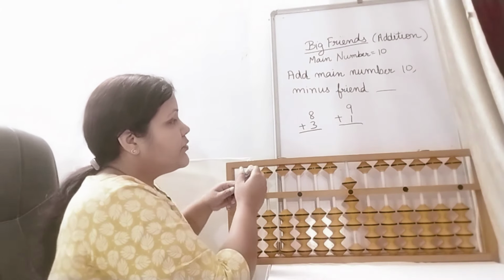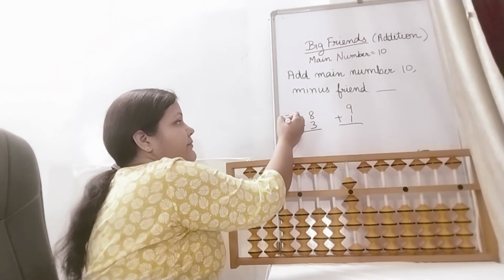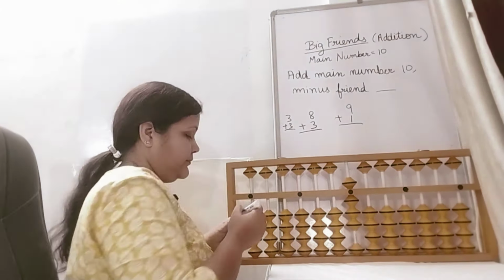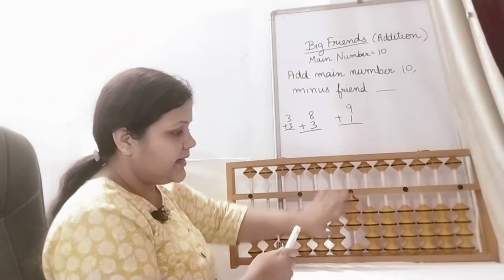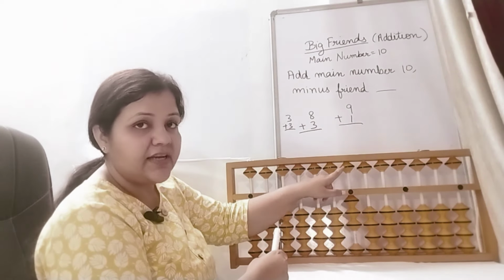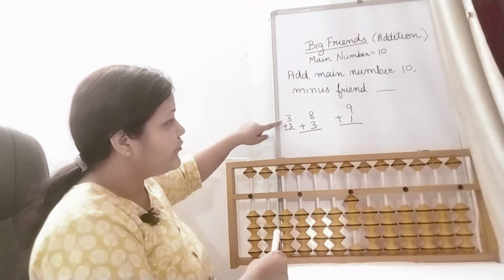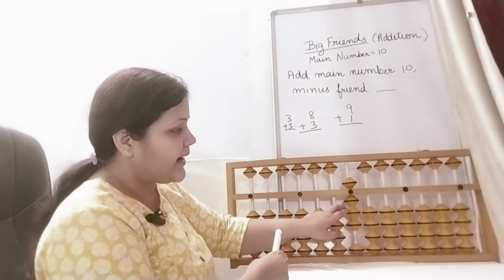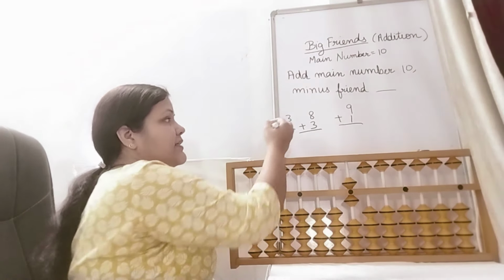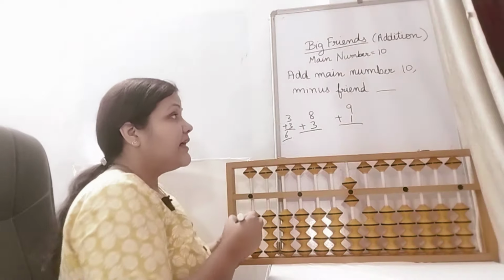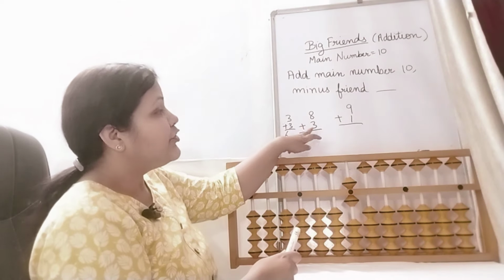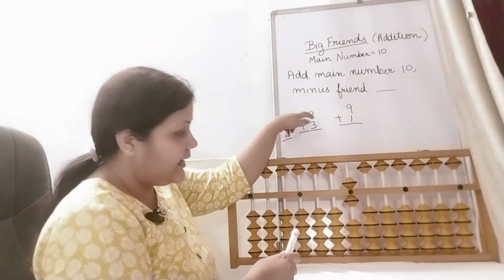Suppose it's 3 plus 3. Now my 5 is free, so I can use small friend here. That is, add 5 minus 2. Friend of 3 is 2. So answer becomes 6.